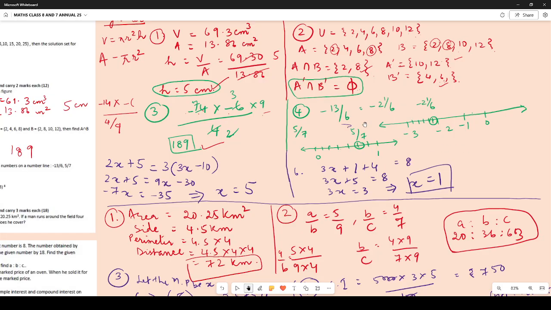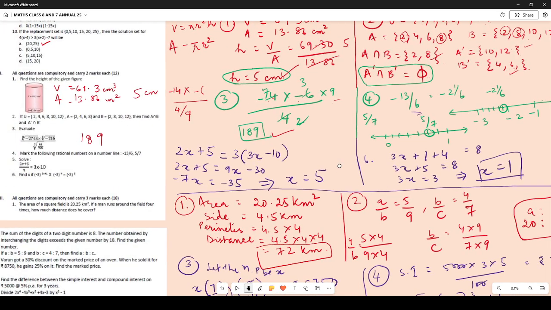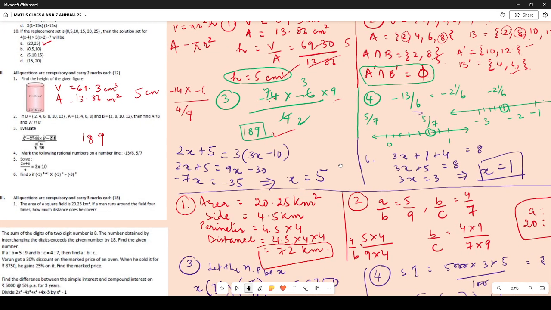It is a proper fraction, so it will lie between 0 and 1. The denominator is 7, so you divide it into 7 parts by 6 marks. You divide it into 7 parts and you take the 5th part, and that will give you 5 by 7 as your answer. Now let us take the next one.